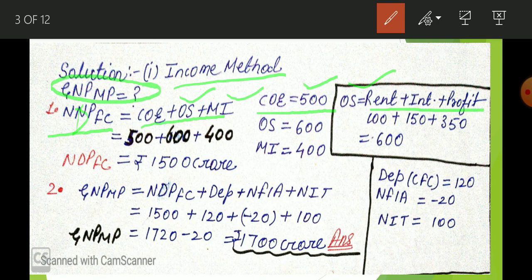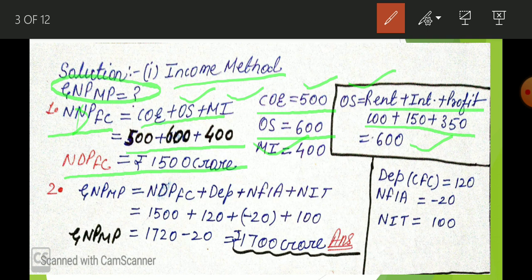Okay, so when we add 100, 150 and 350, we will get 600, and this is the value of operating surplus, and mixed income is given 400. Okay student, now NDPFC, when we add 500 plus 600 plus 400, we will get the value of NDPFC equal to 1500 crore.